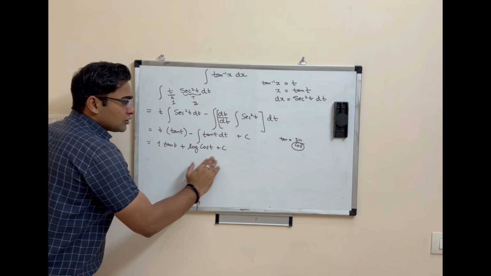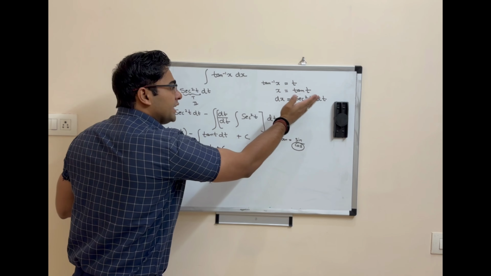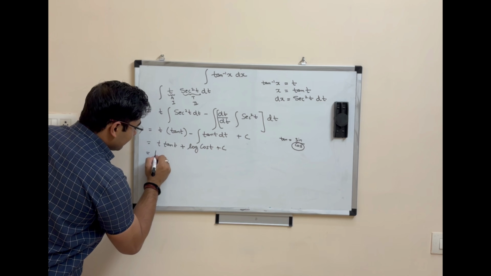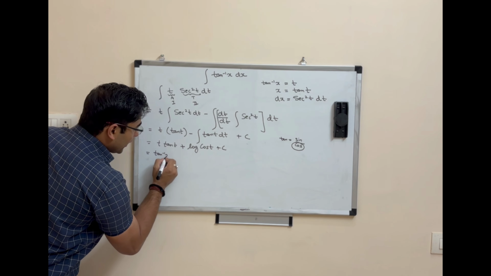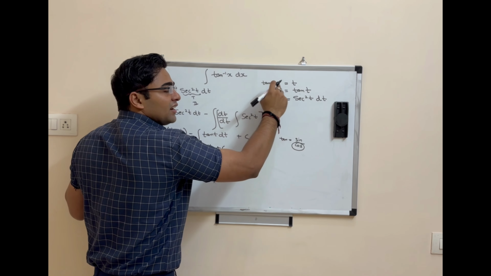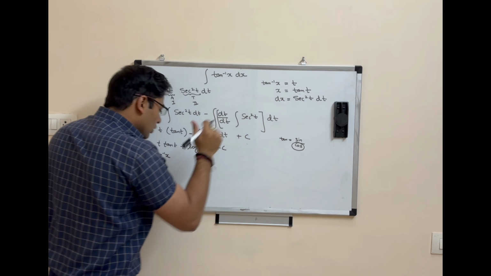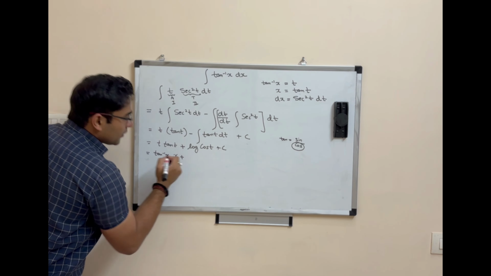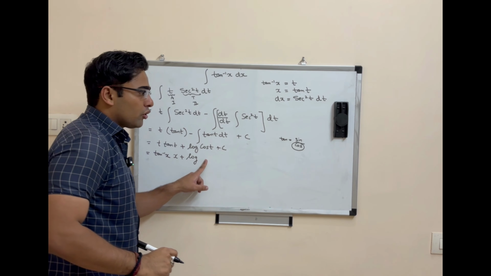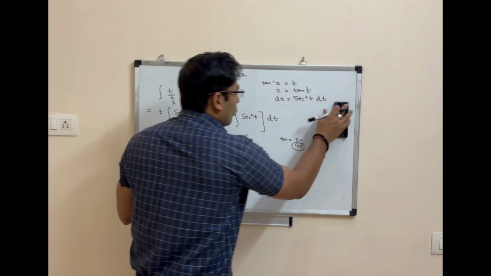Now since we have got our solution, we will convert from t to x. So what is t here? t is nothing but tan inverse x. What is tan of t? Which will be tan of tan inverse x, which will be x only, plus log of cos t. So this is a very important thing here.